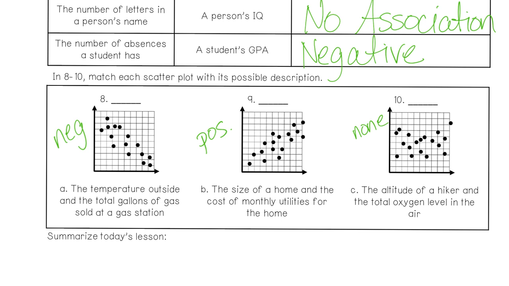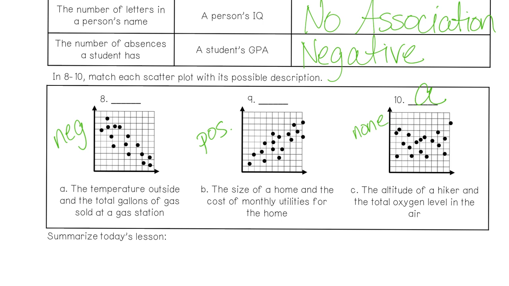So a temperature outside and the total gallons of gas sold at a gas station. Would that be negative? Temperature outside is going up and the number of gallons of gas. Does the number of gallons of gas affect the temperature or vice versa? No. So that one's actually what kind of association? None. So then this one would have to be A over here, right?